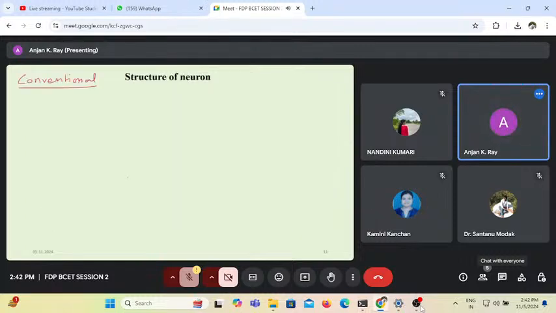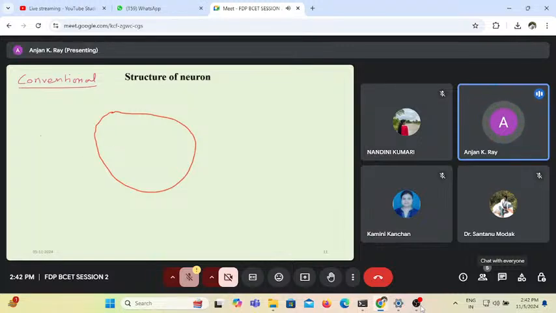Now, the structure of the neuron. I mentioned several times neural network, self-organizing map, but how is this neural network structured? First, we'll discuss the conventional neuron structure. The conventional neuron structure is based on the McCulloch-Pitts model. In this model, let's say this represents one neuron. Pardon me for this drawing.